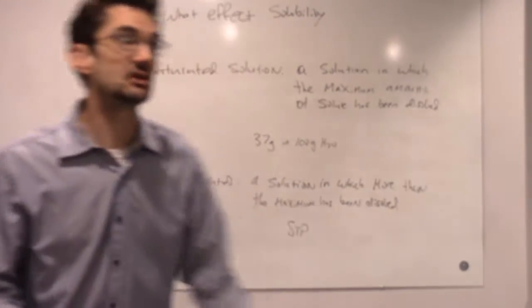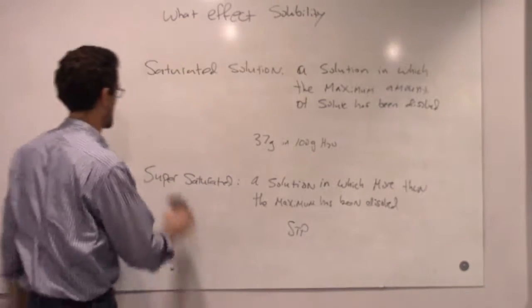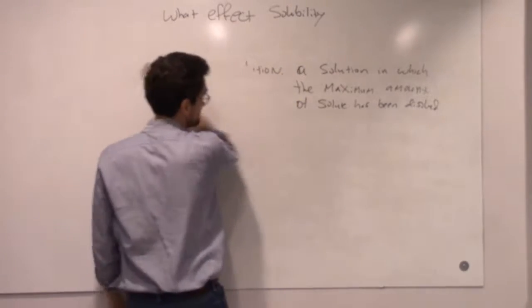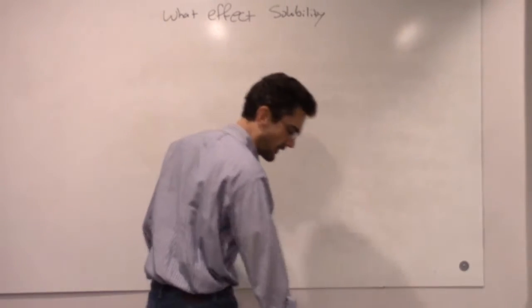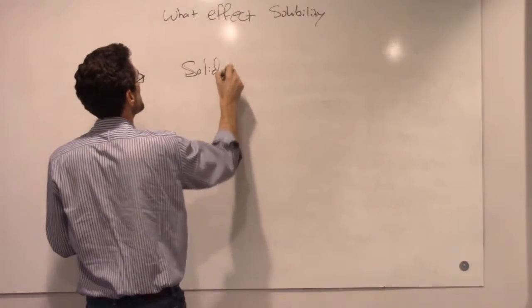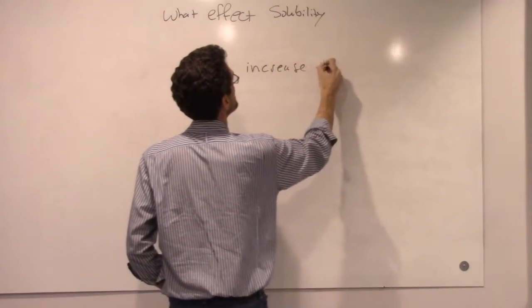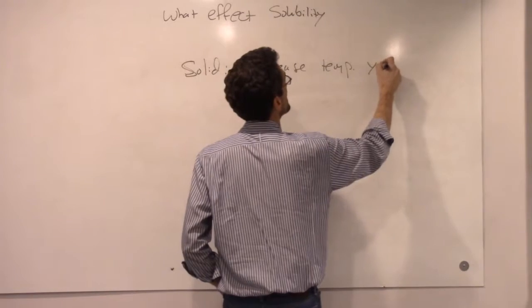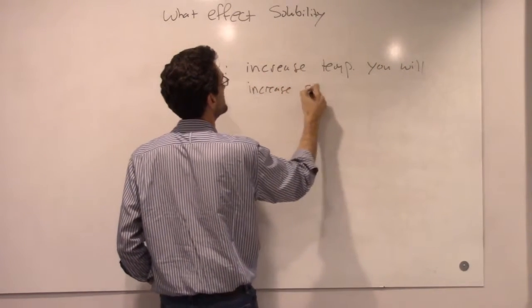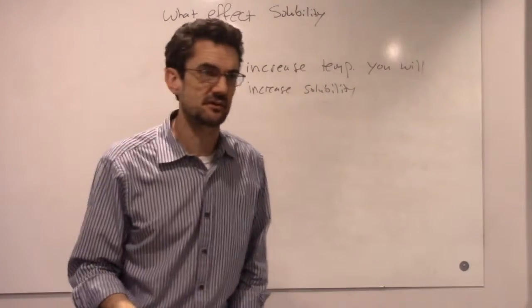Some things that you can do to adjust that solubility, what affects solubility, is the following. Keep this in mind. For a solid, if you increase temperature, you will increase solubility. And that's the way you get a supersaturated solution.